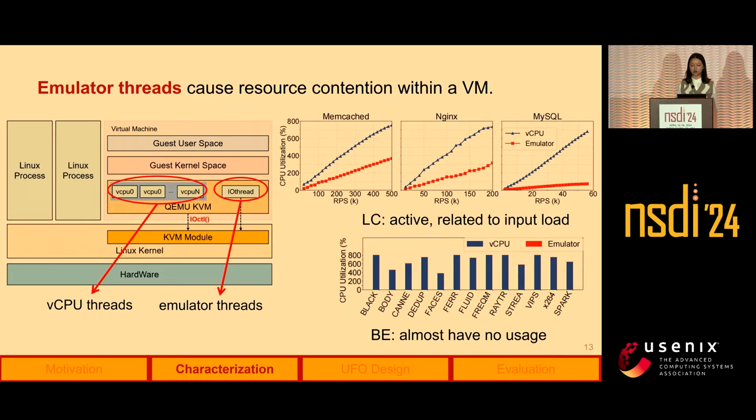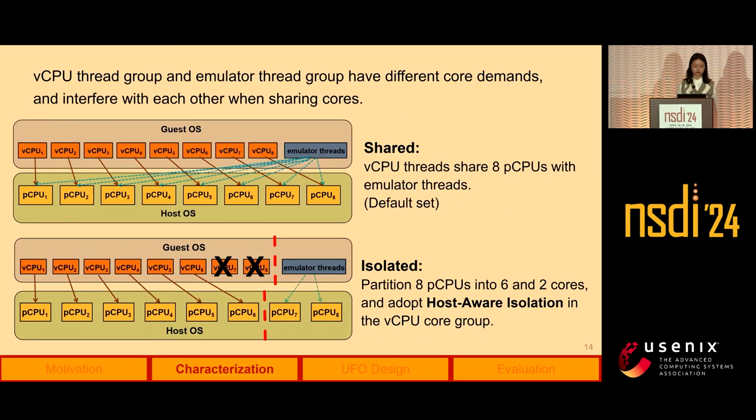To see how emulator threads affect application performance, we isolate vCPU threads and emulator threads to test the CPU utilization separately. Two conclusions can be drawn from the results. First, CPU utilization and input load have a linear relationship in LC applications. And second, BE applications have almost no usage of emulator threads. Even Spark has only 2% usage on average.